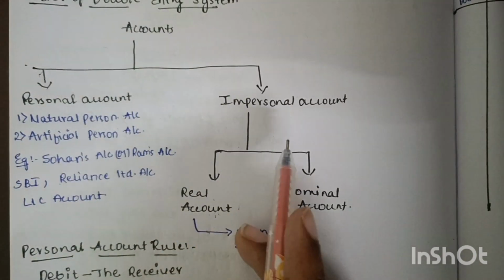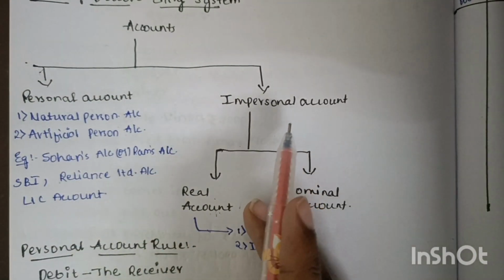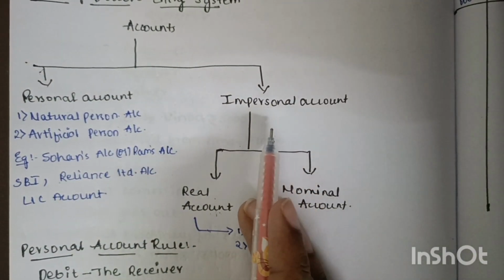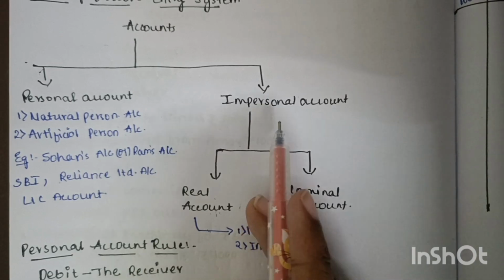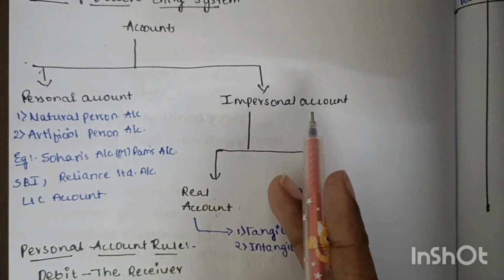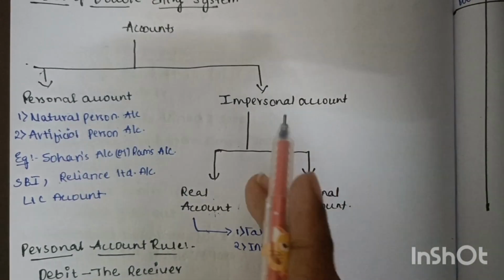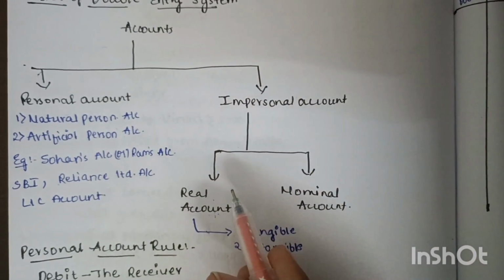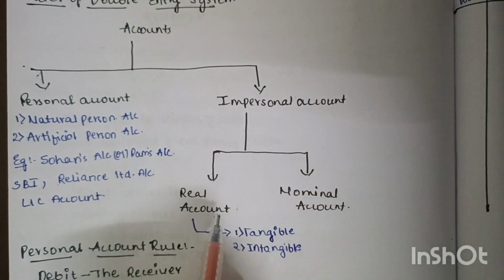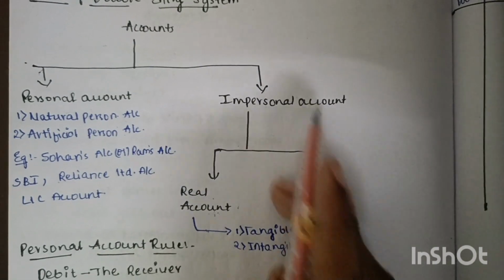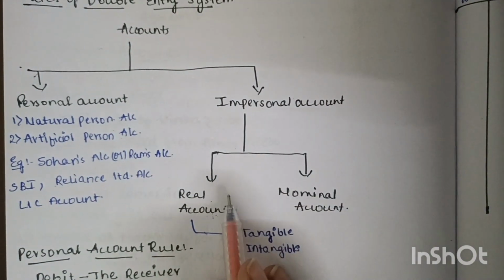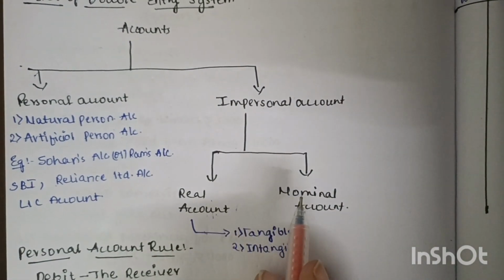Now let's discuss the meaning of impersonal account. Simply, an impersonal account is one that doesn't describe persons. Impersonal account is again classified into two types, that is real account and nominal account.